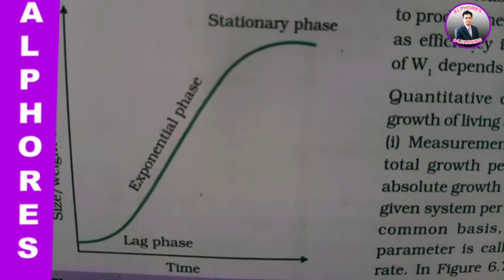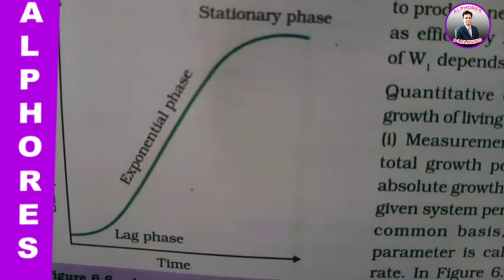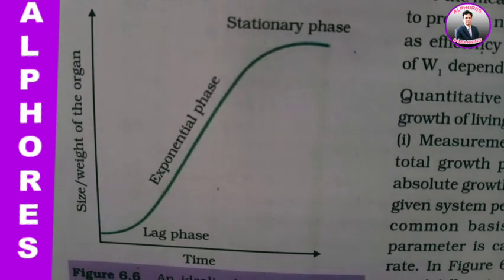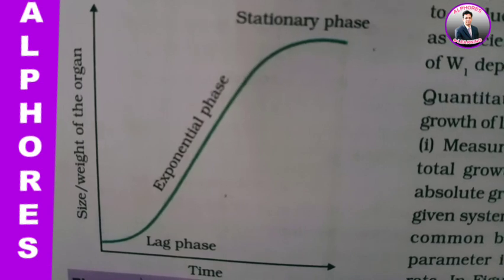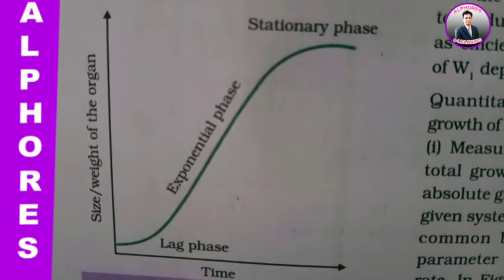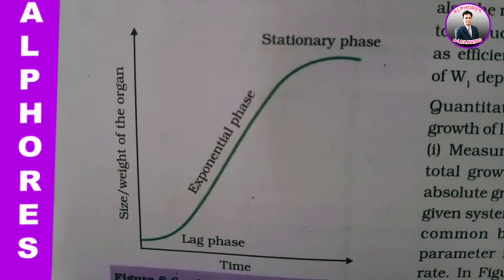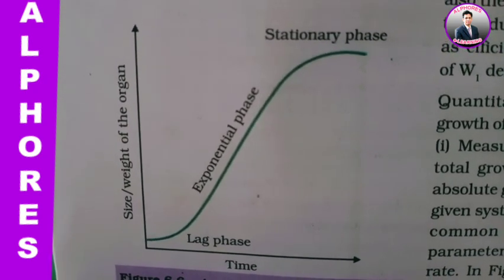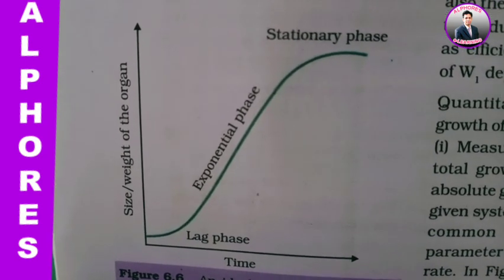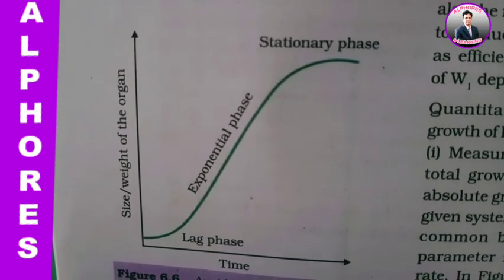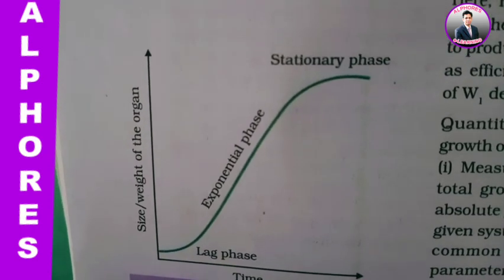In this graph, time is taken on the x-axis, and the size or weight of an organ is taken on the y-axis. When we plot this graph, we get an S-shaped curve, that is a sigmoid curve. The initial phase is the lag phase, then the exponential phase, then the stationary phase. This curve is called the S-shaped curve, sigmoid curve or grand period curve.